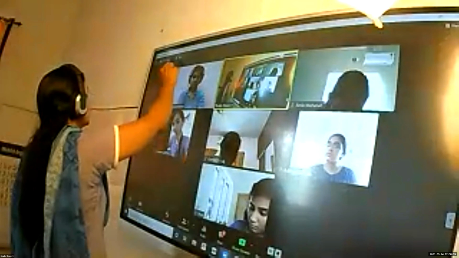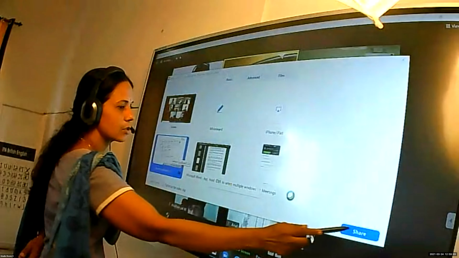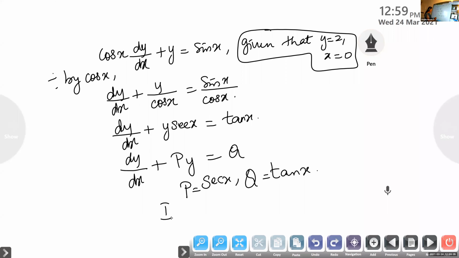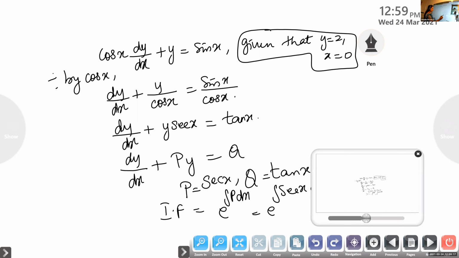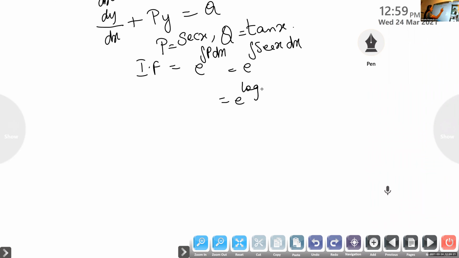Children, the integrating factor is e raised to the integral of p dx. That is e raised to the integral of sec x dx. What is the integral of sec x? Just now we learned it is log sec x plus tan x.